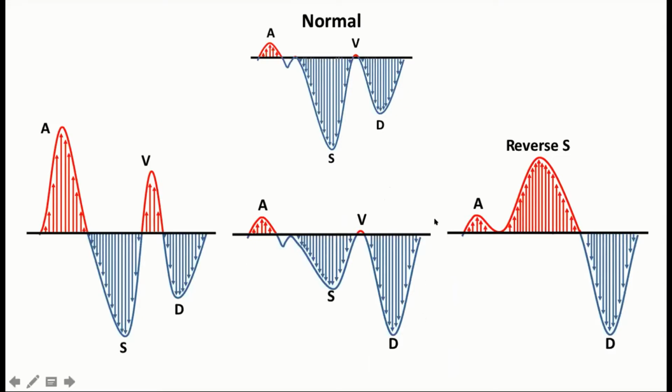Here in the middle, I show you a drawing of a lower amplitude of the S wave, and this can usually be seen in patients with moderate tricuspid regurgitation, but also in patients with systolic dysfunction of the right ventricle. And finally, here at the right, you can see a drawing showing a reversal of the S wave.